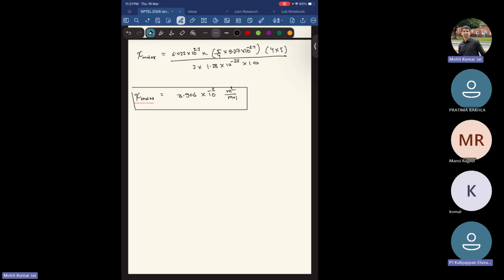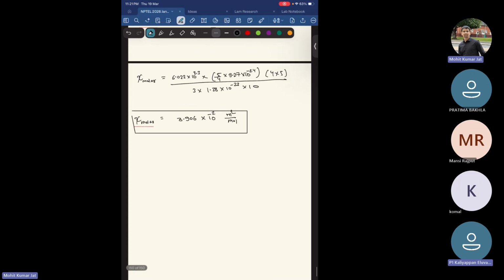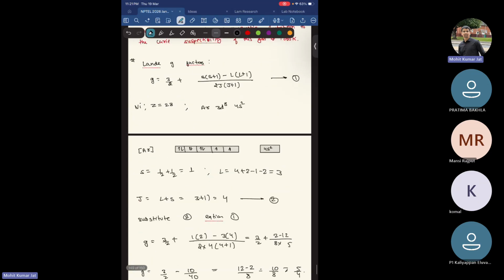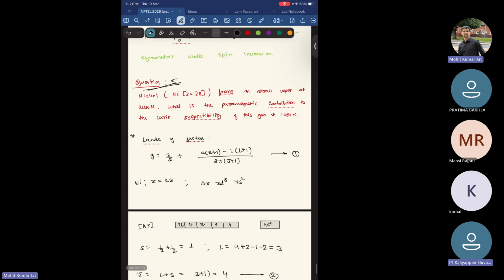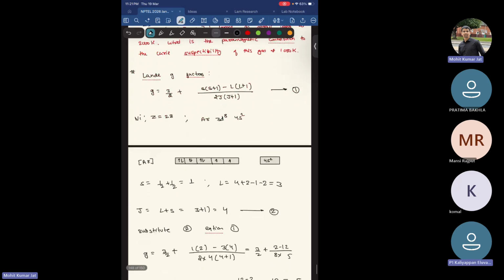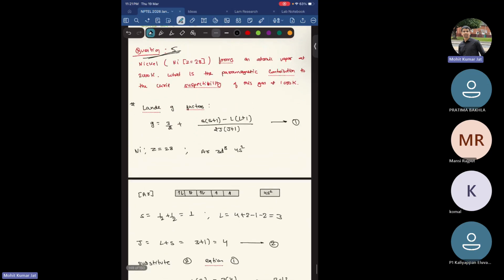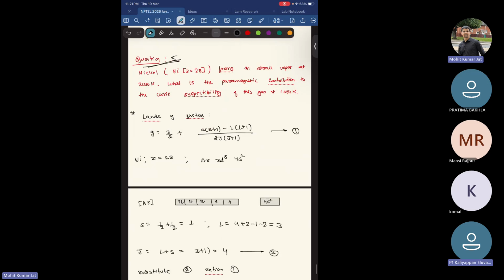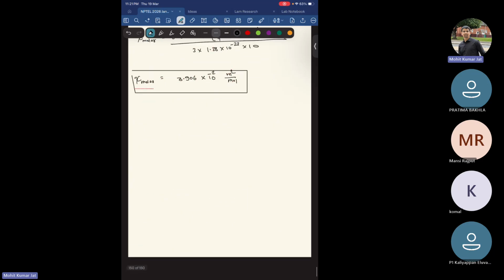Then I'll move on to the next part. Last time we solved in CGS and this time in SI. So it will be asked in the question. If it asks about that, you provide your answer in SI units. Or if it doesn't ask about the units, then you can provide it in either CGS or SI, whichever is correct. So that's not an issue.